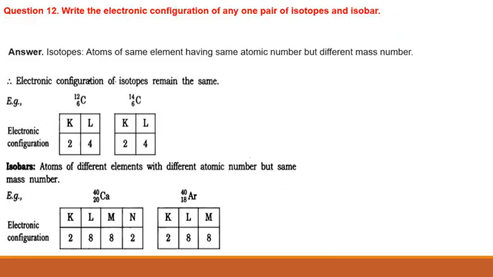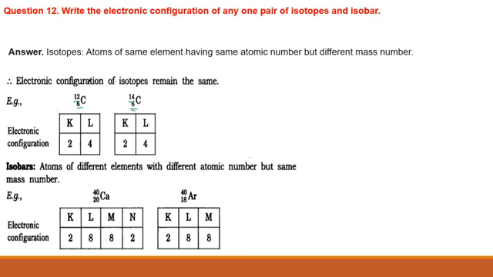We have to write the electronic configuration of any one pair of isotopes and isobars. Isotopes, as we just discussed, are atoms of the same element having the same atomic number but different atomic mass. As you can see here, carbon 12 and carbon 14, 12 and 14 are atomic masses which are different, but the atomic number is 6, which is the same.